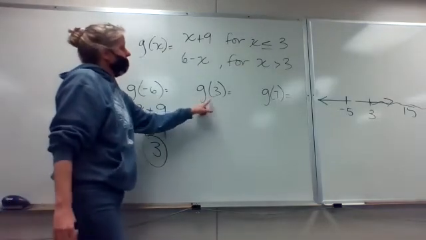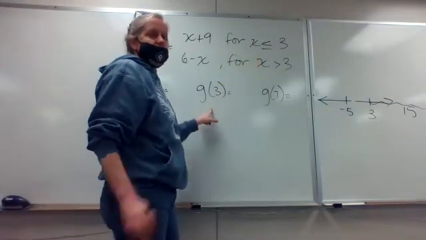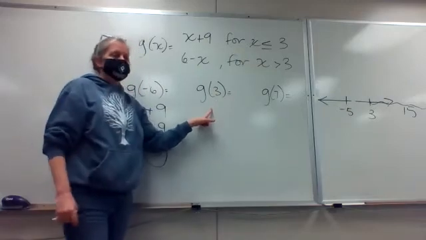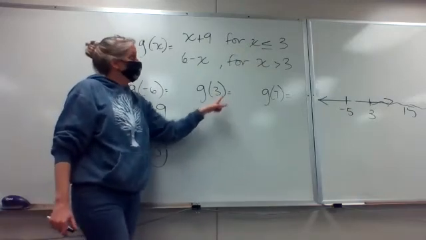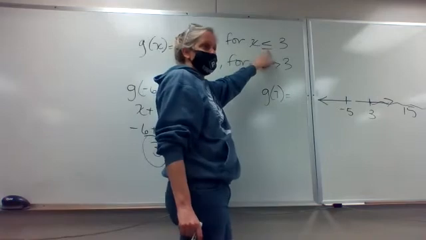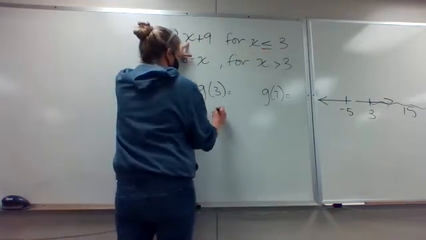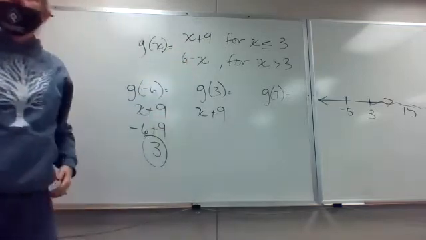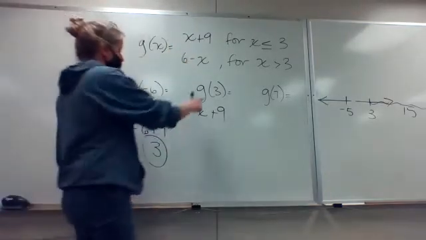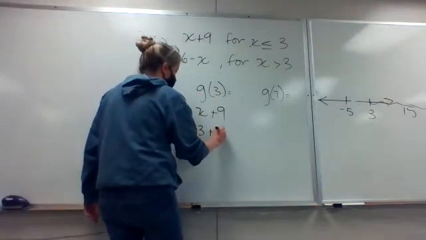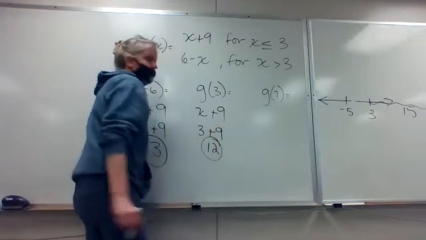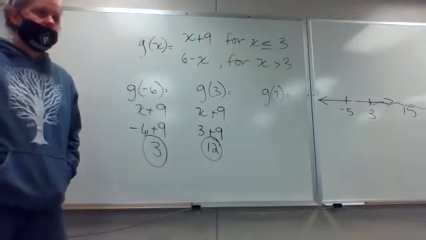What about 3? I see 3 is in both places, right? So what are you looking for? The equal to bar, right? This one has the equal to bar. So it's also x plus 9. And go ahead and plug in the 3 for the x. So 3 plus 9, which equals 12.